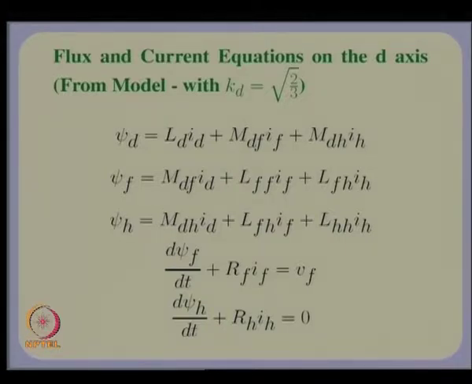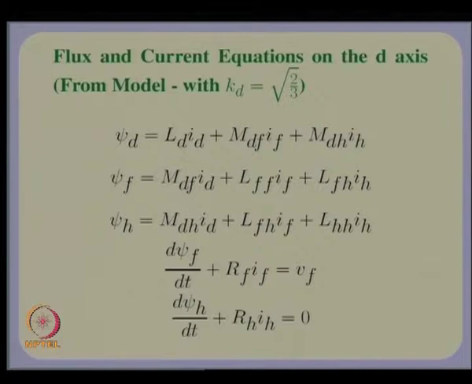So, you have essentially the flux-current relationships: psi d, psi f, psi h are the fluxes in the d axis coils, and they are related to the d axis currents. This model is in the basic parameters, and it is obtained with k d equal to root 2 by 3. And there are two differential equations associated with the field winding and the h damper winding.